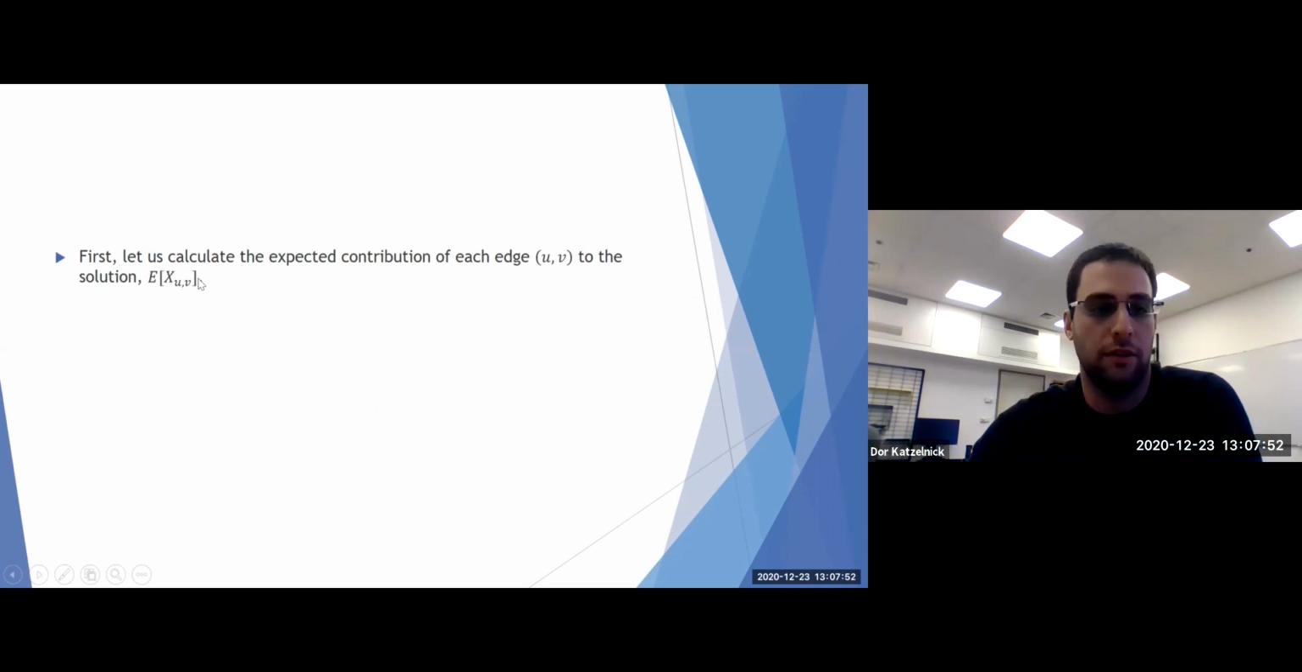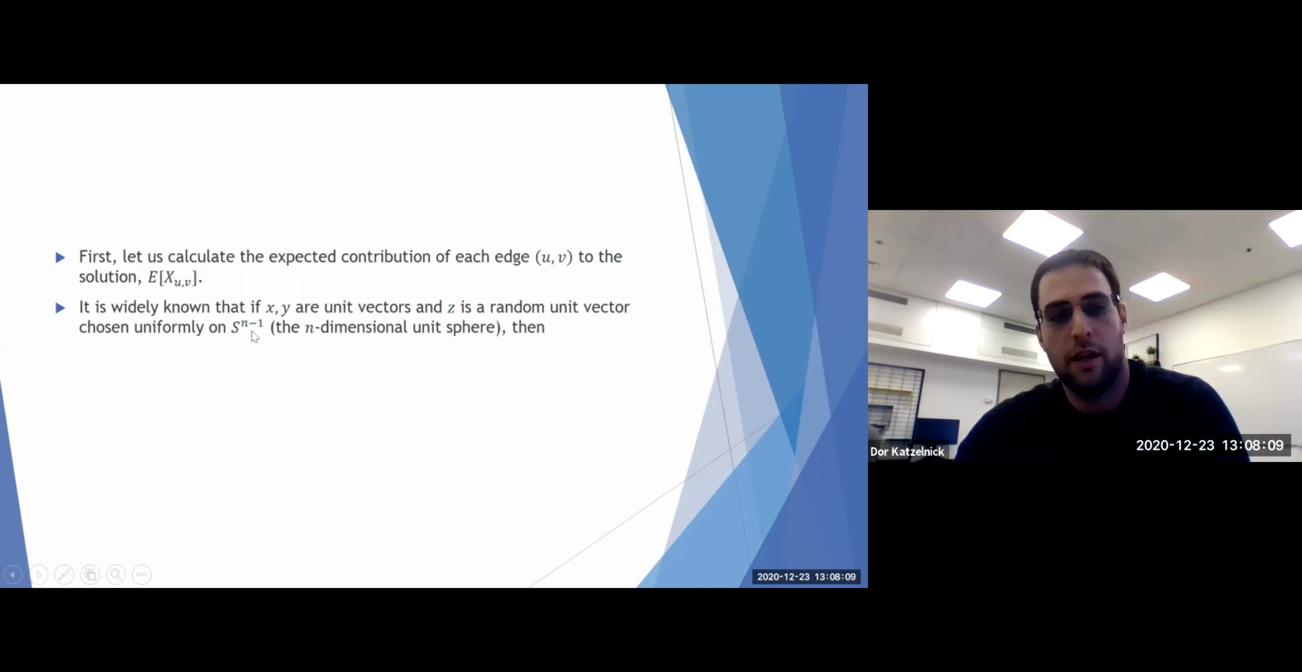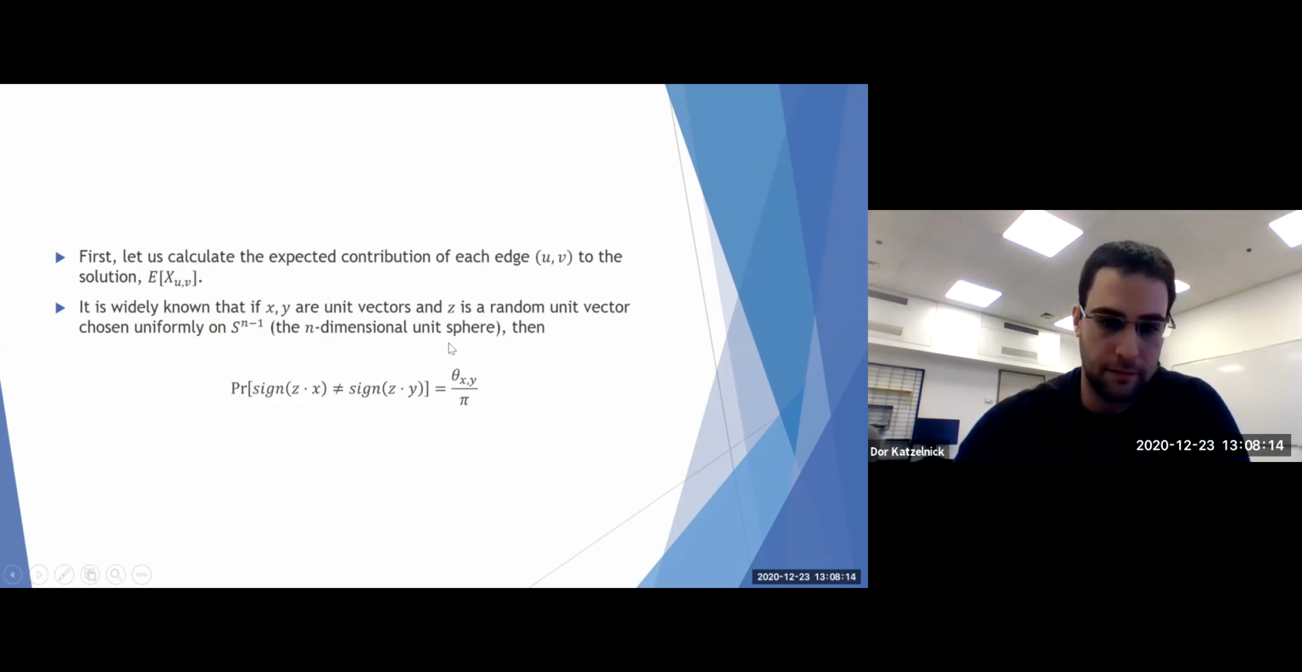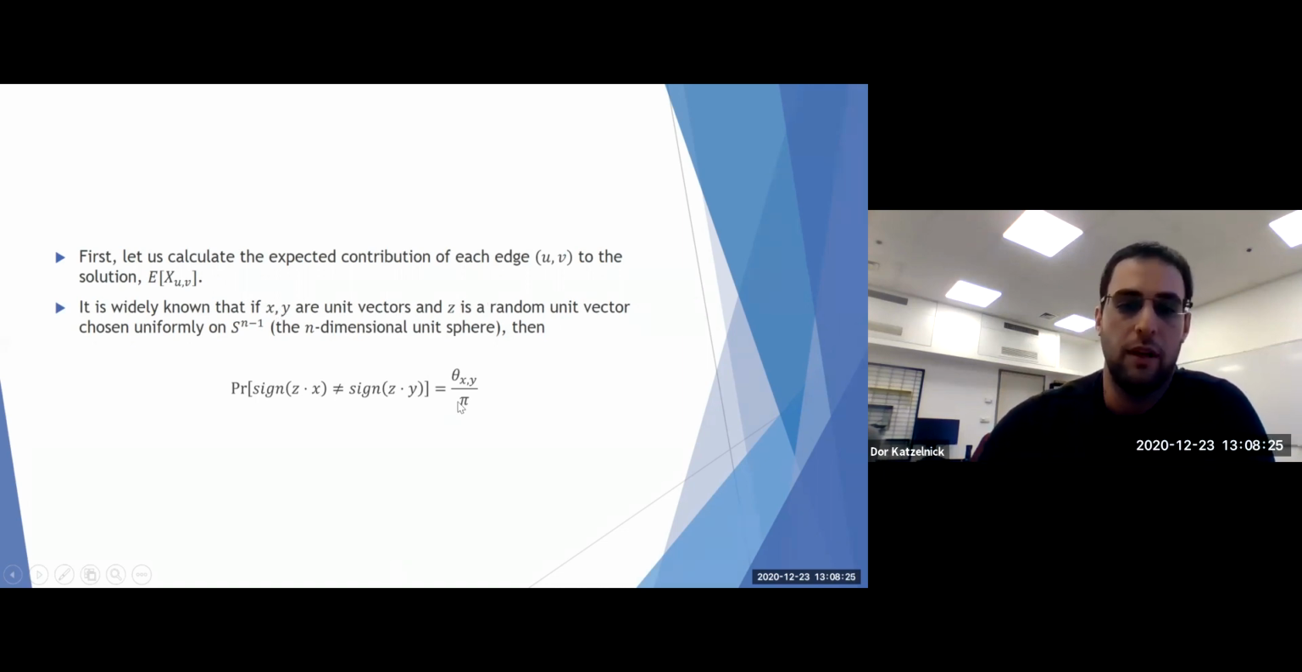Okay, so I want to calculate this value. I'm going to start with a very simple fact: if you take two unit vectors, X and Y, and a random unit vector Z that is chosen uniformly on this n-dimensional hypersphere, then the probability that these two vectors, X and Y, will be separated by the hyperplane that the vector Z defines will be equal exactly to the angle between them, theta xy, divided by pi.